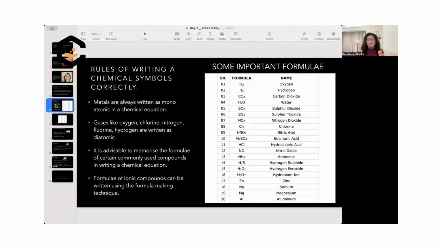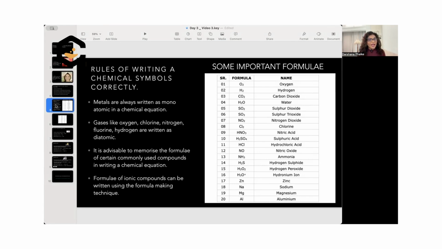You should have this all the time in front of you, either in the form of a Google Doc or in the form of written work. Written is compulsory, but even if you don't have the written work, maybe say you're traveling to some place, you should at least have it in a Google Doc. So you know that all the metals are single atom. The formula is also the same as the symbol.